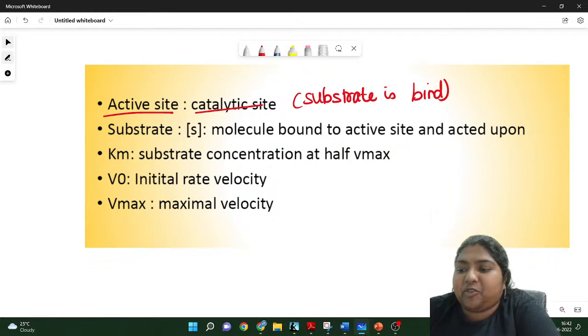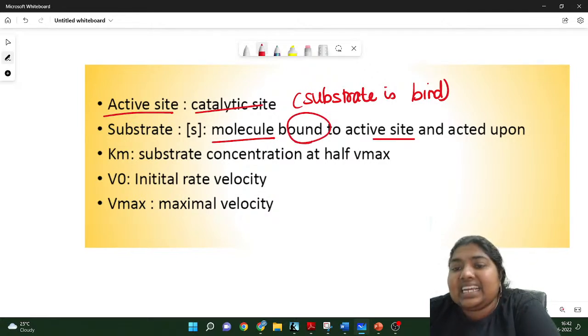And what is the substrate? The substrate is the molecule that is going to be bound to the active site and is going to be acted upon also. That is what is called the substrate.